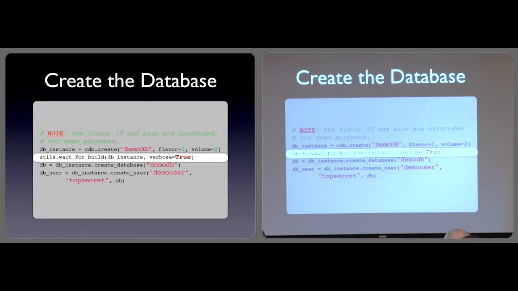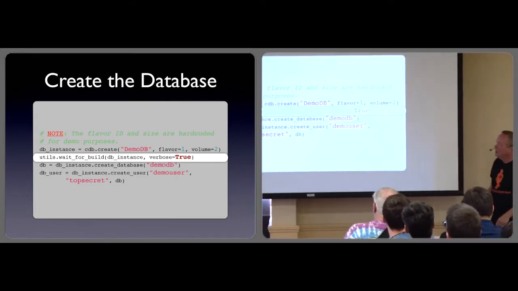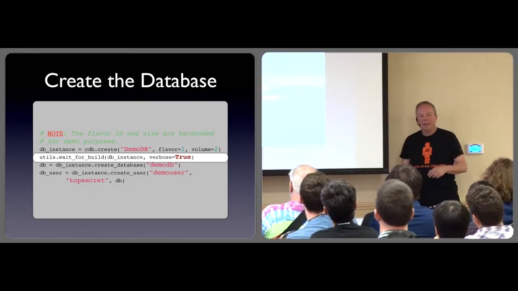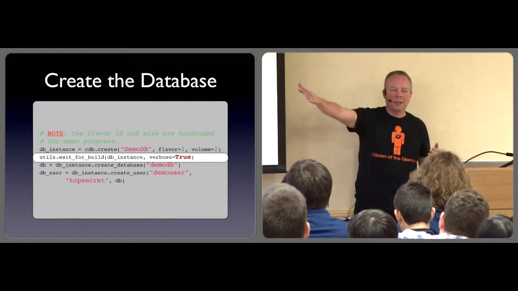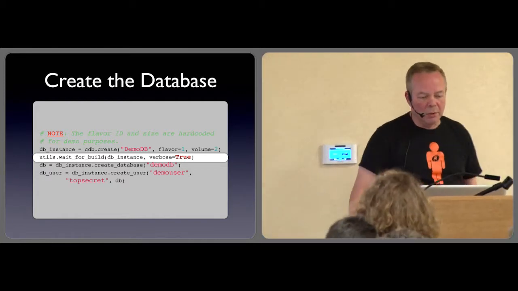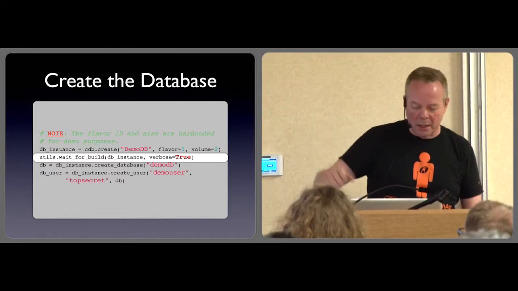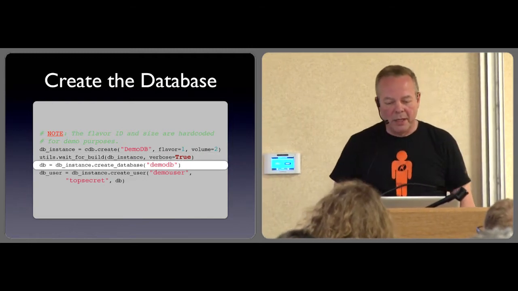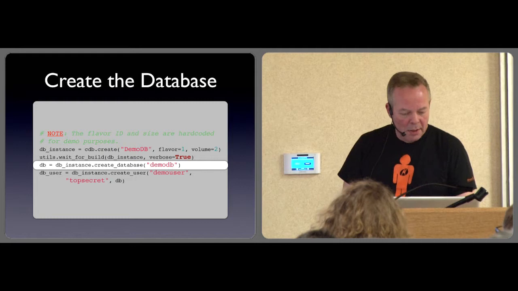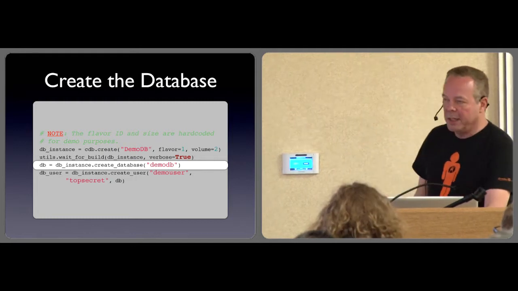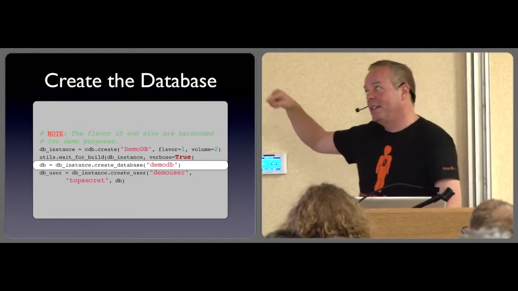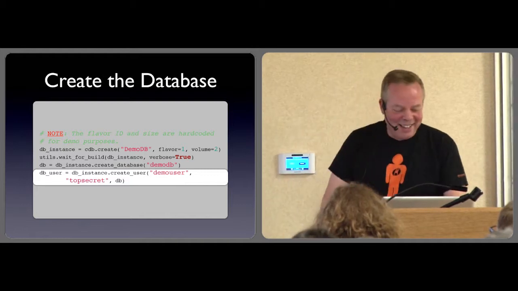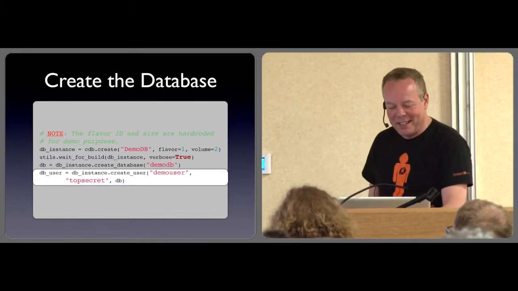By default, this is a blocking call. You can also pass a callback in and make it non-blocking. So if you have something that can happen asynchronously, you can just send that off in a non-blocking manner. Once that resource is built, this is a MySQL cloud database, so you can create a database on the database instance, and then create a user with access to that database.